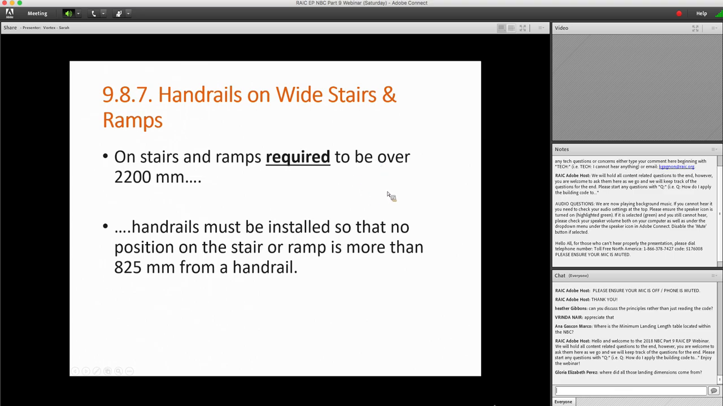For wide stairs and ramps, so this would be stairs and ramps required to be over 2,200 millimeters, handrails must be installed so that no position on the stair or ramp is more than 825 millimeters from a handrail. So this may require intermediate handrails.